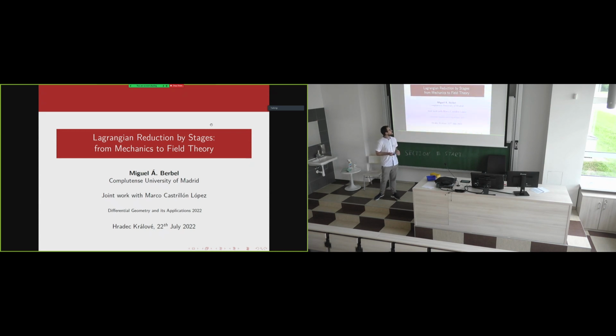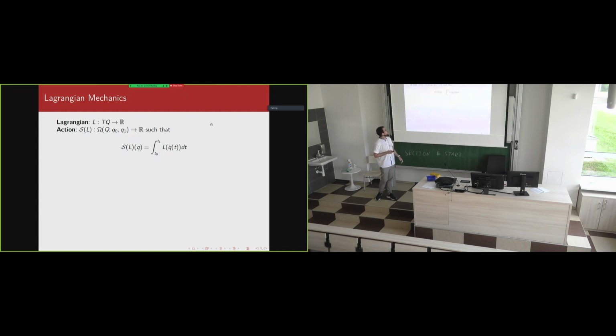And then if we continue, I'm going to explain first what was already done in the case of mechanics. Afterwards, I will explain what is our contribution to the case of mechanics. And in the end, I will say how we can translate these ideas from mechanics to field theory. So just to fix the notation, I would like to do an overview of Lagrangian mechanics. In Lagrangian mechanics, we have a Lagrangian function, which is a real function that is defined on a tangent bundle, which is going to be our configuration space.